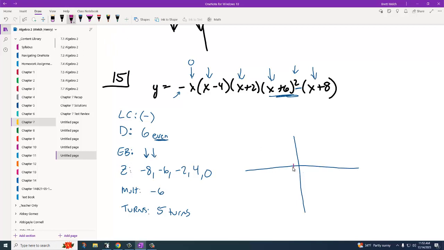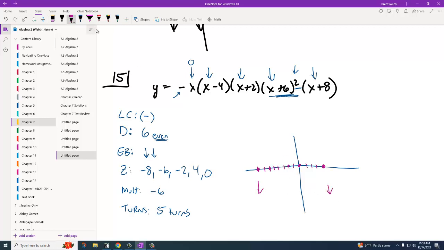I should have a 0 at negative 8, negative 6, negative 2, 0, and positive 4. My arrow on the left should be down. My arrow on the right should be down.